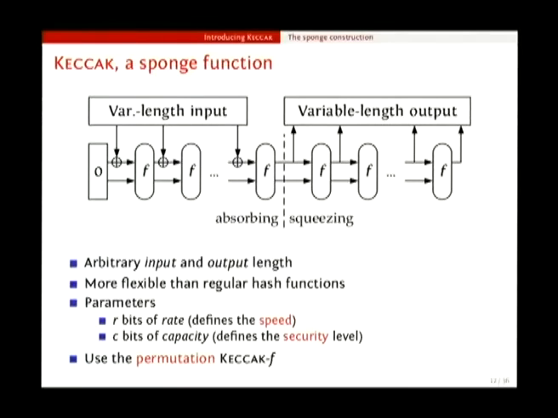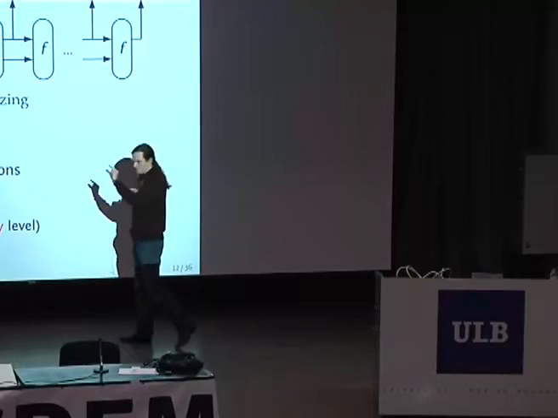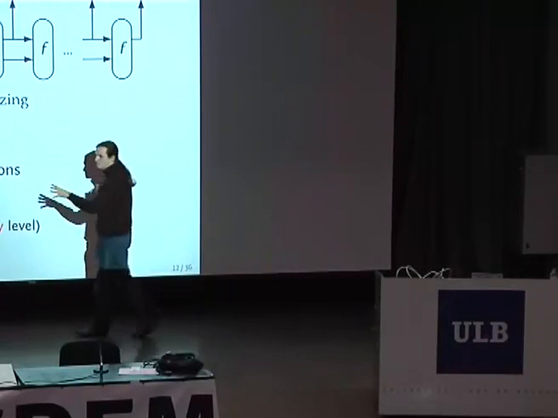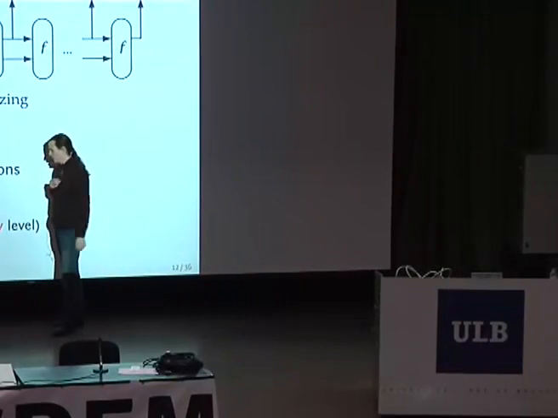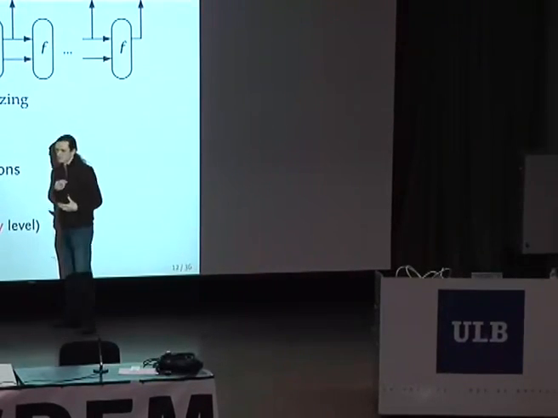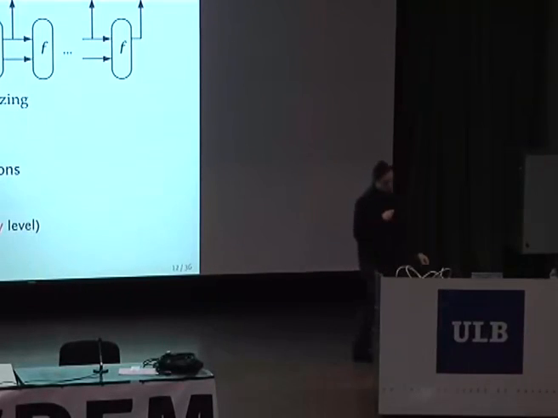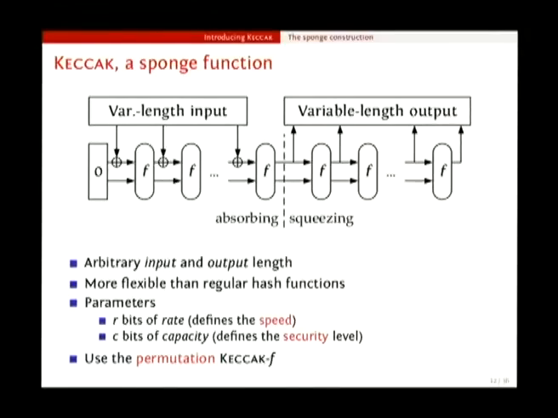And you have 2 parameters. You can see here, in the process, that we have an initial state, and then you have some bits going through, and you can select the width of this data path. There are 2 names: the rate, which basically defines the speed of the function, and then the capacity, which defines the level of security you can achieve with the construction. And the F, that's actually a permutation that we call Keccak-f.